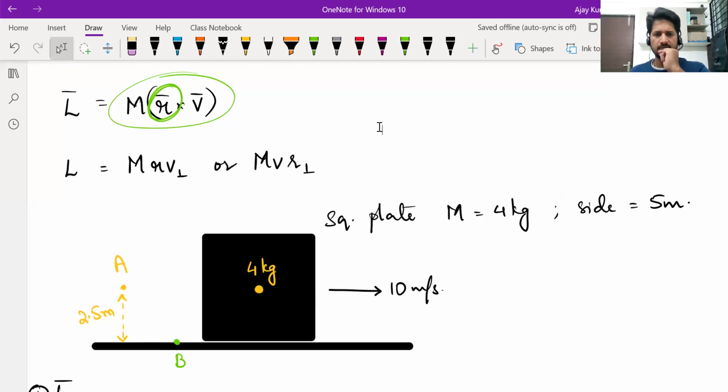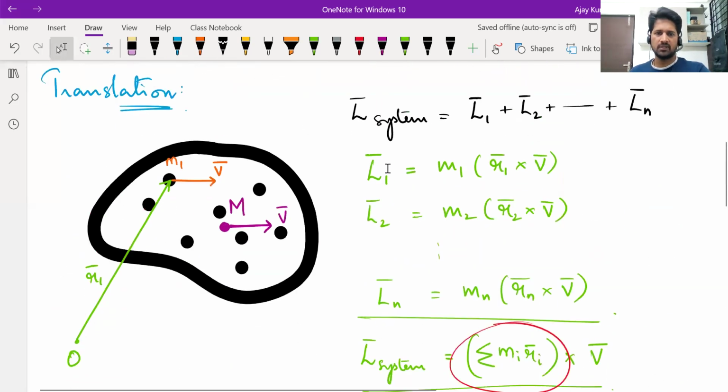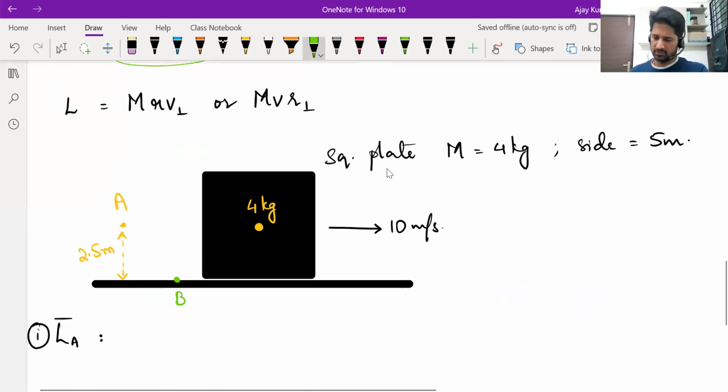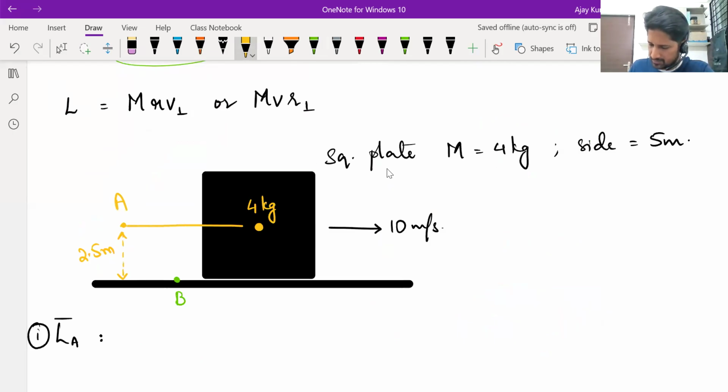No. The vector R, if you want to take as it is, from where to where should it be? It's not 2.5. Anyone? If you want to use m R cross V, then the R vector should be from where to where? Or what does R mean? We discussed today itself. Okay, anyway. In m R cross V, R is the position vector of the particle with respect to the reference. So in this problem, if you want to use m R cross V, then the R vector is supposed to be like this: position of center of mass with respect to A.